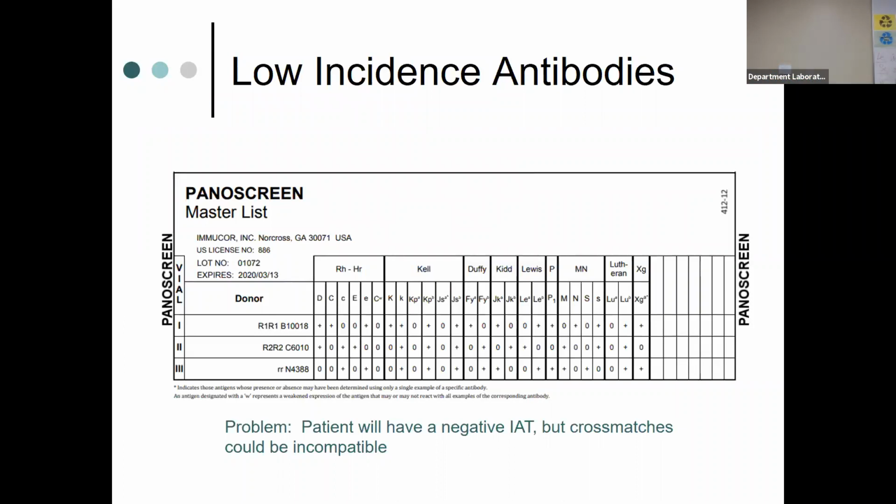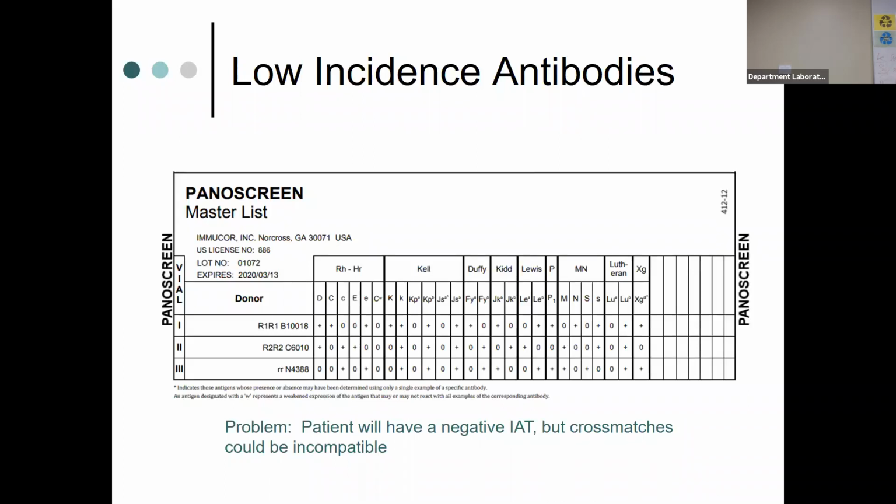If your patient had anti-Lutheran A, would this IAT pick it up? Here's your Lutheran A, negative on all three cells. What's your IAT going to be for your patient? Your IAT is going to be negative. However, what happens if you go to do a cross-match on that patient? The donor unit you cross-match happens to be Lutheran A positive, you're going to have an incompatible cross-match, right? That is the most common way blood bankers pick up on one of these low incidence antibodies.